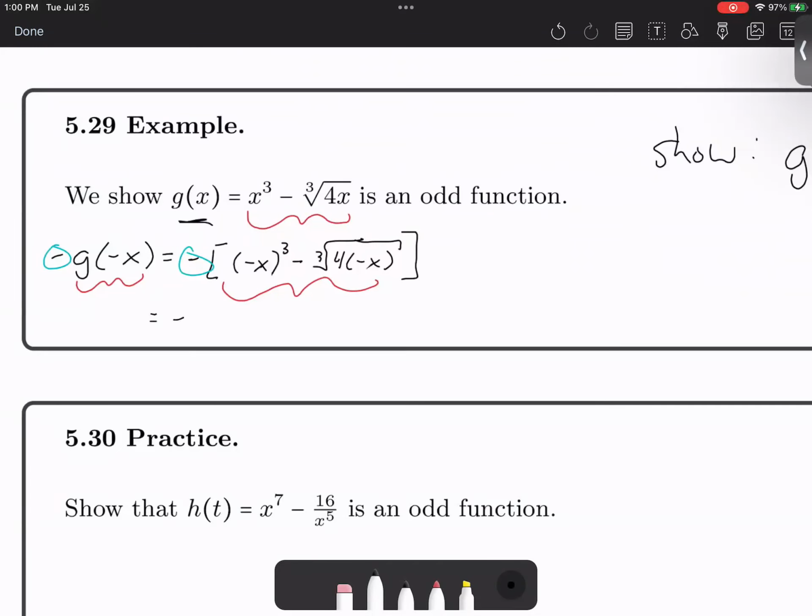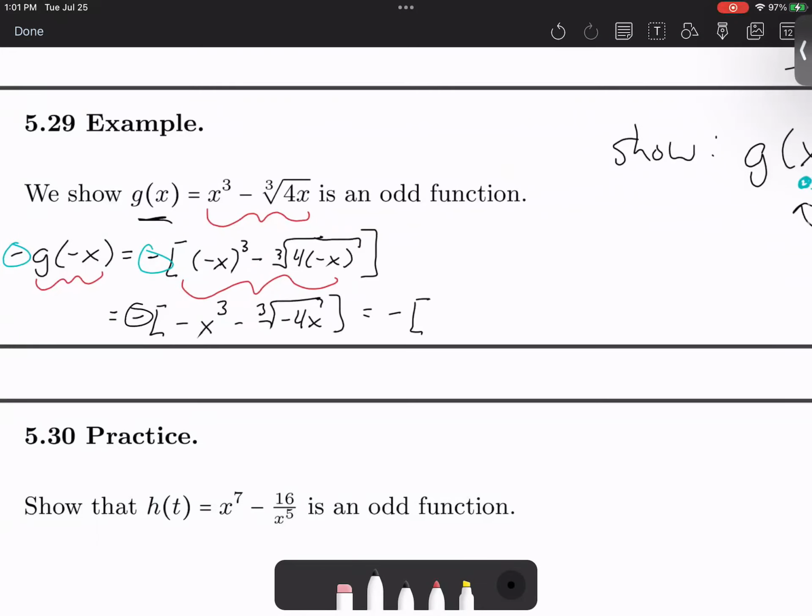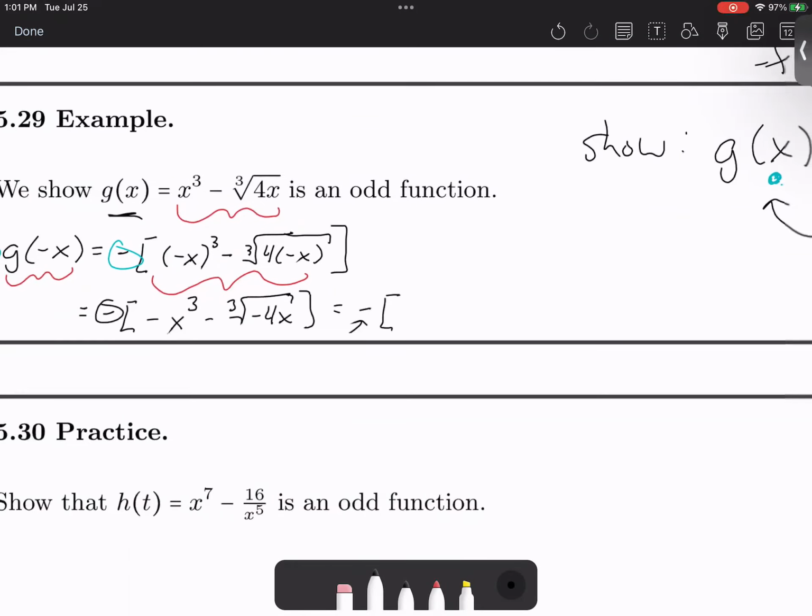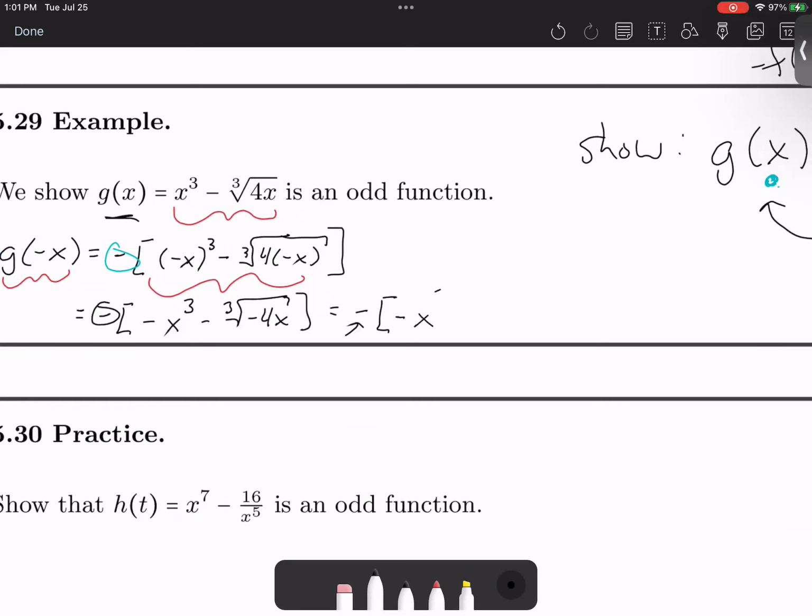Okay, so let's leave that negative sign out front. If I take minus x and I cube it, it stays negative because I'm raising it to an odd power. So it's now minus x cubed. 4 times minus x is just minus 4x. Okay, that negative sign is still out front. Here we have minus x cubed.